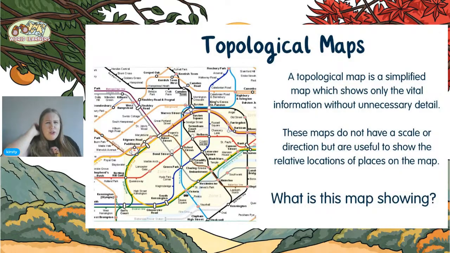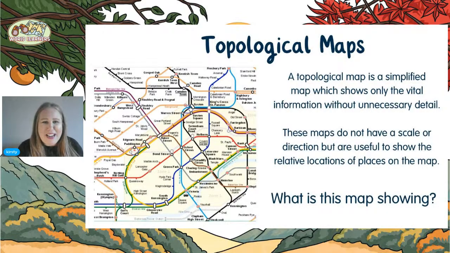Okay, I think we've got 2 more. We've got topological maps. The topological map is a simplified map which shows only the vital information without any unnecessary detail. It's not giving us anything else but the clear information, and it's a much more simplified version of the map. These maps don't have a scale or a direction, but they're really useful to show the relative locations of places on the map. What is this map showing?